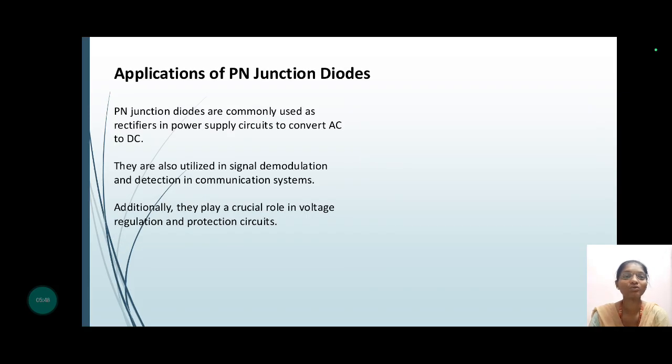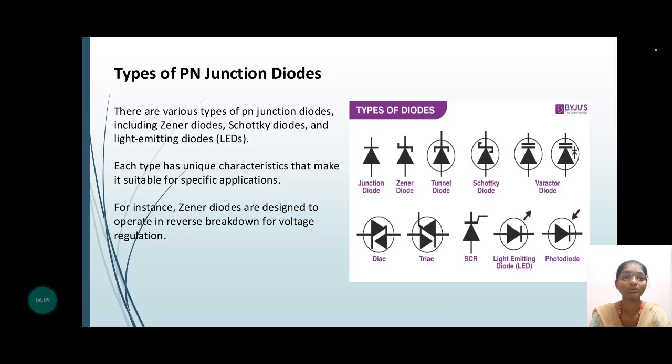And the applications of PN junction diodes. PN junction diodes are commonly used as rectifiers in power supply circuits to convert AC to DC. They are also utilized in signal demodulation and detection in communication systems. Additionally, they play a crucial role in voltage regulation and protection circuits.